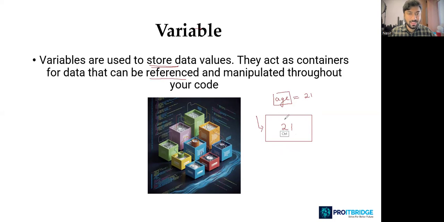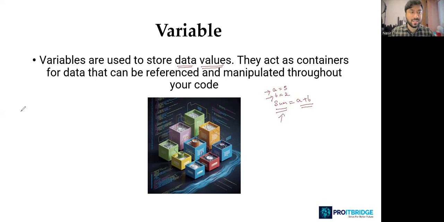Okay, so just remember this simple definition. What is a variable? A variable is a container which is used to store some data, or store some values. These are nothing but variables. Take anything. Let's consider A is equal to 5, B is equal to 2, sum is equal to A plus B. See, A is a variable where I'm storing 5. B is a variable where I'm storing 2. And I'm adding A and B and storing it in sum. So these are all variables. Just remember it's a container which is used to store some values.